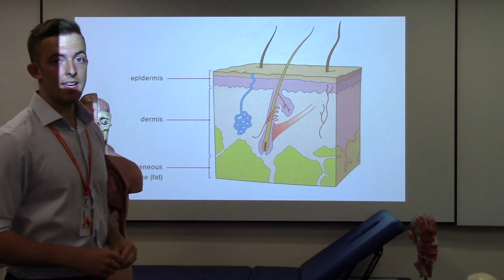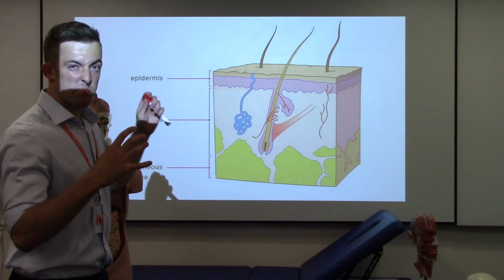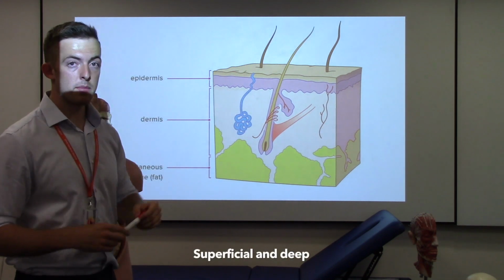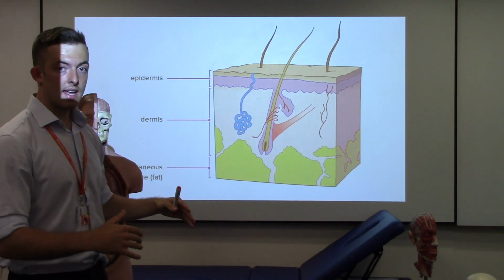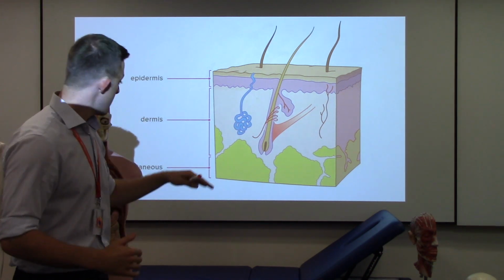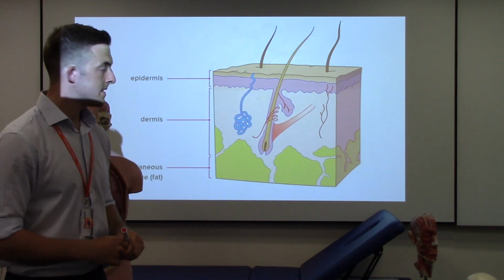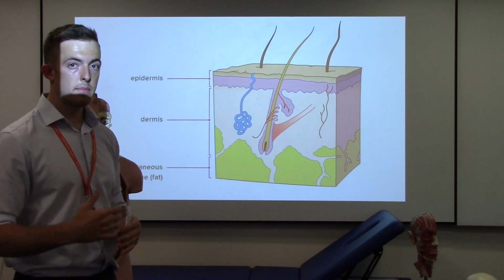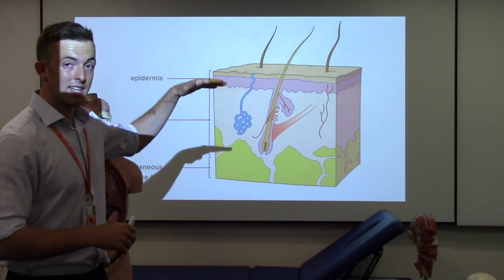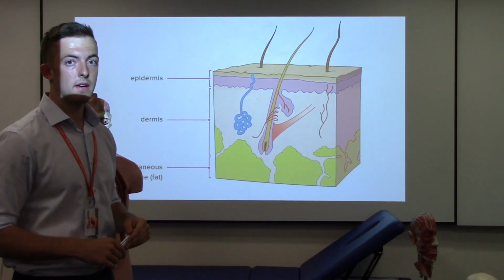There's 3 layers to skin. Superficially, we have the epidermis, below that is the dermis, and then below that again, so deep to the other layers, is the subcutaneous fat. And that's really important when you're looking at burns and how deep a burn is. You're going to look at the different layers and how deep that burn goes.